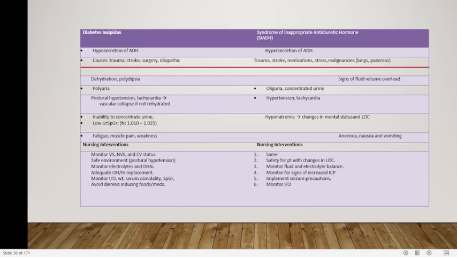For SIADH, we also monitor the vital signs and cardiovascular status. We ensure safety for the patient because in this case we have changes in level of consciousness. We monitor fluid and electrolyte balance. We monitor for signs of increased ICP. We implement seizure precautions and monitor input and output.